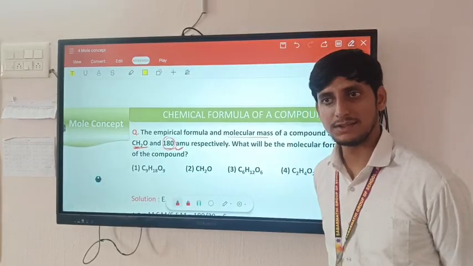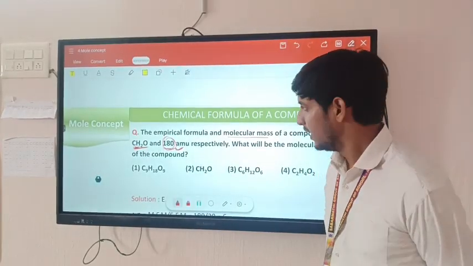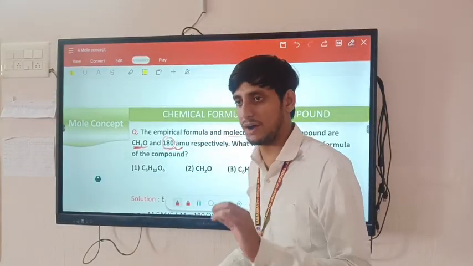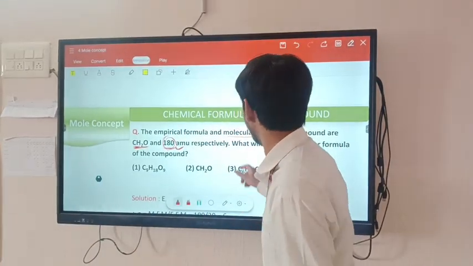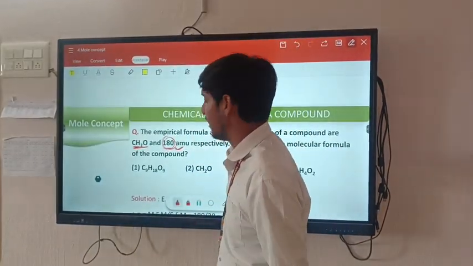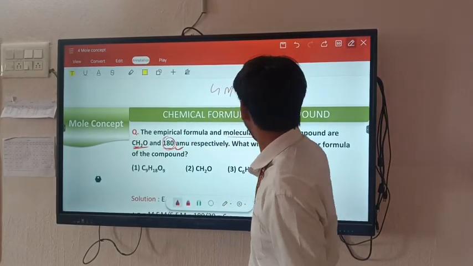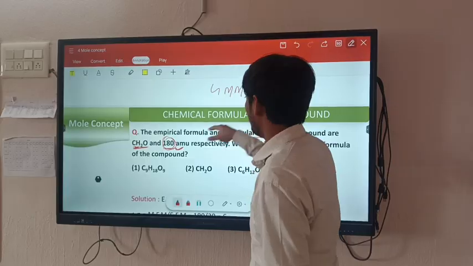C6H12O6. This is the only concept, right? 180 mu means you have to convert into gram molecular mass. And how do you convert to gram molecular mass? Gram molecular mass equals 180 mu.